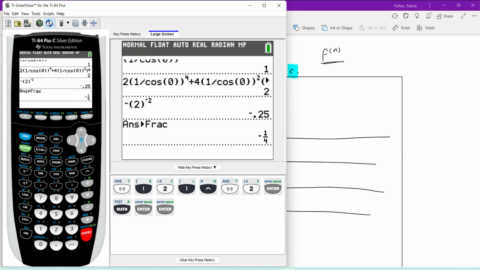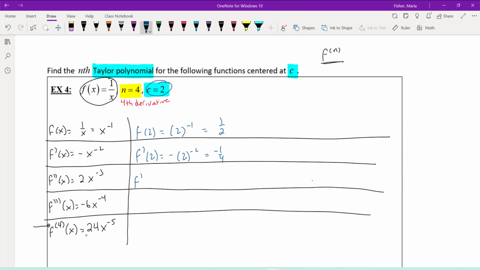F double prime of 2, 2 times 2 to the negative third, stick it into a calculator, you'd end up with positive 1/4. The third derivative at 2, negative 6 times 2 to the negative fourth would be negative 3 over 8. And the fourth derivative at 2 would equal 24 times 2 to the negative fifth. Put that in a calculator, make it back into a fraction, and you get 3/4.